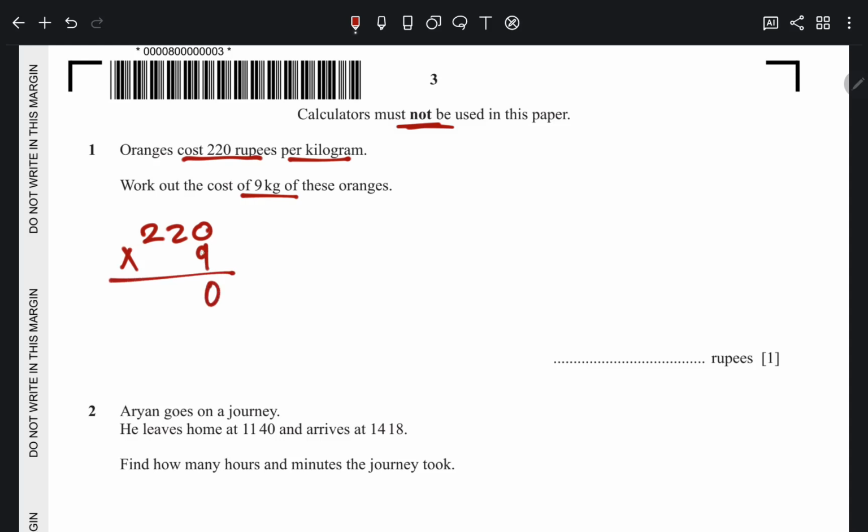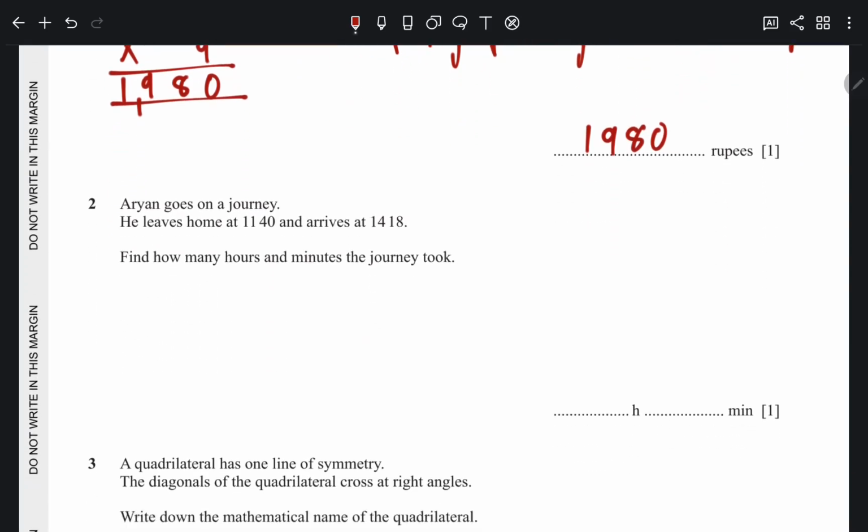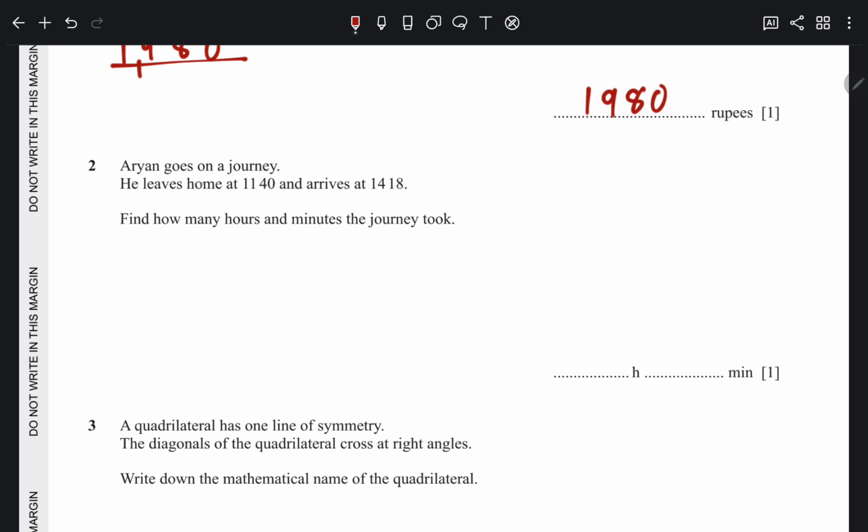9 times 0 is 0. 9 times 2 is 18. 8 carry 1. 9 times 2 is 18 plus 1 is 19. So it'll be 1980. So we can say the cost of 9 kgs of oranges will be equal to 1980 rupees. So we can just put here 1980. That's what it is. How good is that? Great one, right?